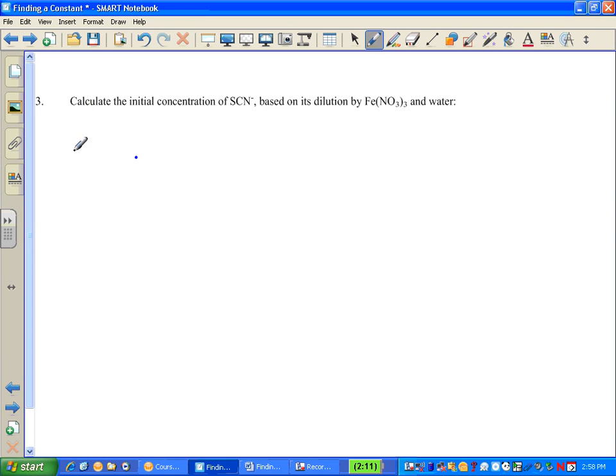The next question is to calculate the initial concentrations of thiocyanate. So at the moment, you've got a little chart that has the concentrations of iron in each of the test tubes. Now what we're going to do is calculate the concentration of this thiocyanate in each of the test tubes, trial 1 through 4.